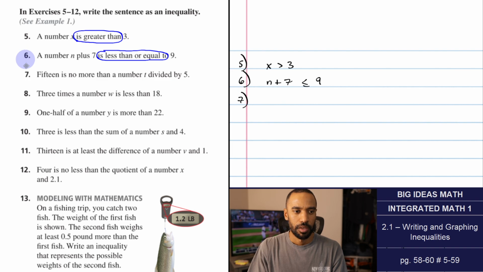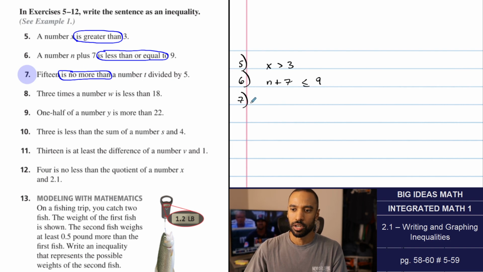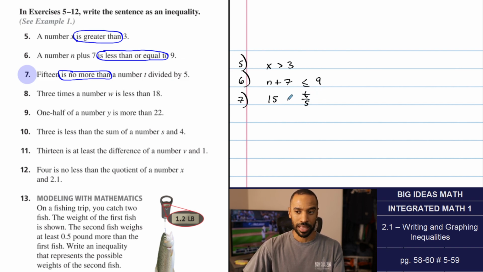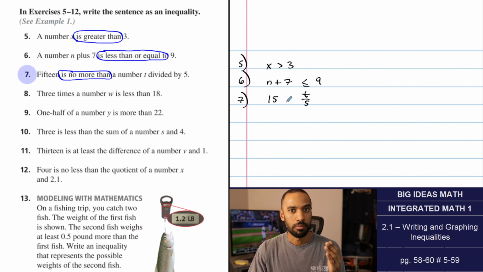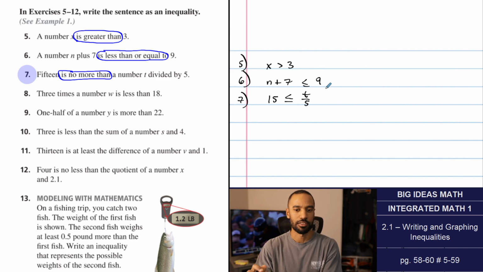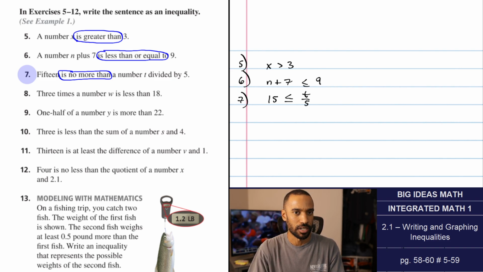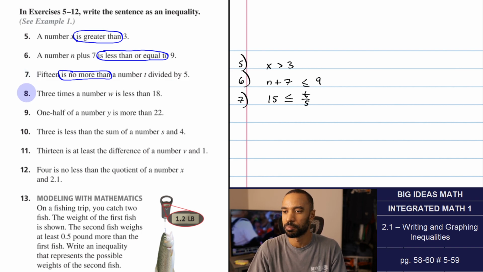Number 7, 15 is no more than, so is no more than is our phrasing this time, a number t divided by 5. So here's 15, here's the number t divided by 5. They didn't say is more than, they said is no more than. So it can be it, and it can be less than it, but it can be no more than it, a number t divided by 5. And notice how I put this as a fraction. I'm not really using the division symbol in that case, right? It's too archaic for us. Number 8.